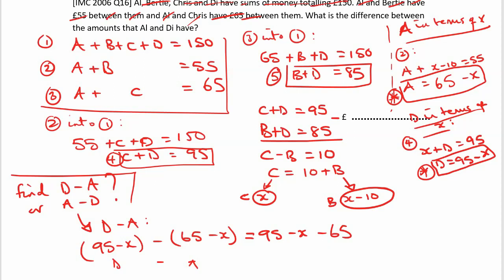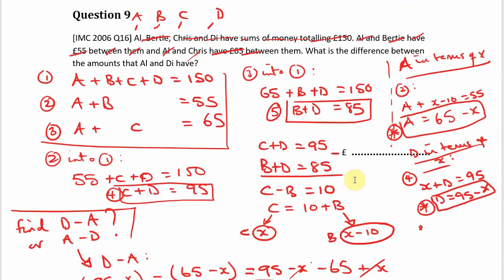When we expand this, minus lots of minus X is plus X. Can you see how my X's can cancel out now? And I'm left with 95 take away 65, which is £30. If you were to do A minus D, you'd have got minus £30, and you'd have just had to realise, well, I've just done the smaller number subtract the bigger number. So all I can do is just change the negative sign to a positive £30.